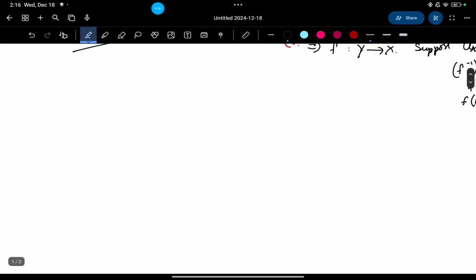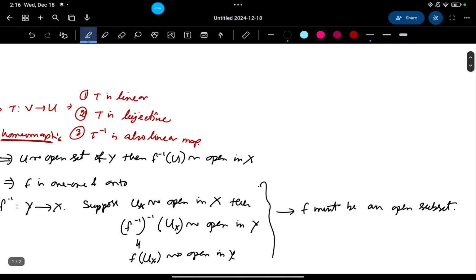Okay, so there's a very beautiful exercise, you can just try it on your own.